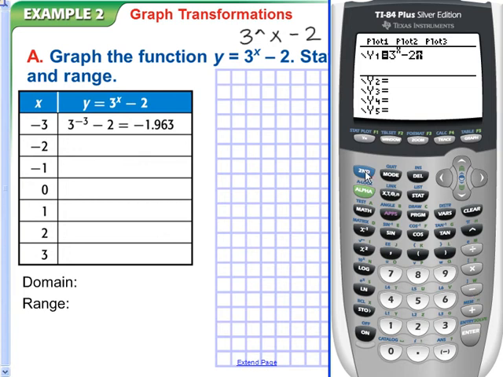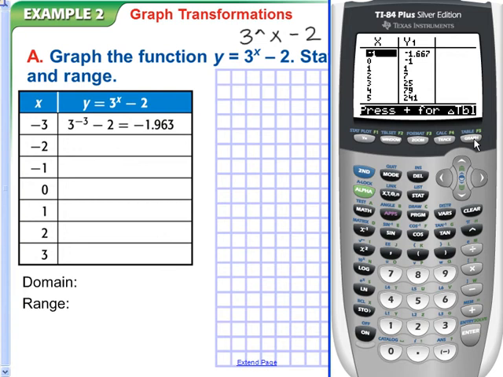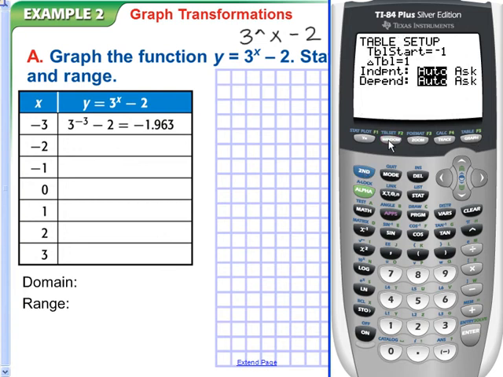Okay, let's go look at a table. Second graph. If your table's not set up like this one, you can press second window, and then you can tell it what to start at. I'm going to just change mine to start at -3, so it's all set.